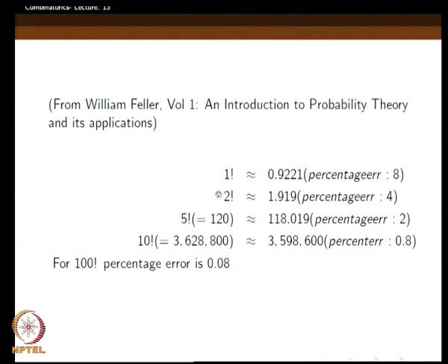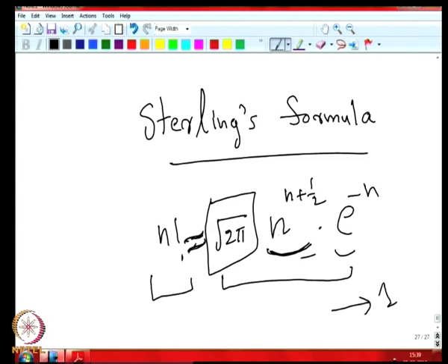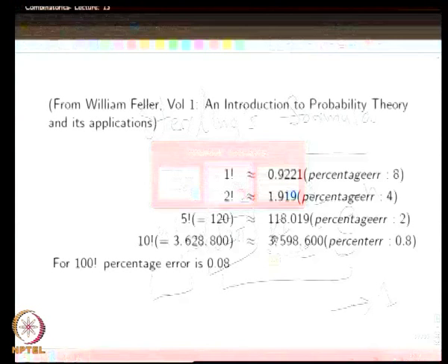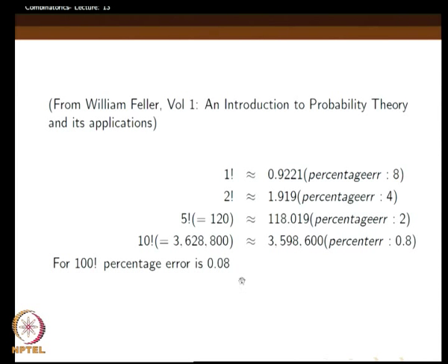So here he says the percentage error: you take the difference between the two divided by what you are actually calculating, and that will be 8%. But when you do 2 factorial, the percentage error reduces to 4. 1.919 is the value we get for this quantity when you put n equal to 2, but actually we should have got 2 factorial, which is 2 only, right. So there is a difference, but the percentage error has become lesser compared to the first case.